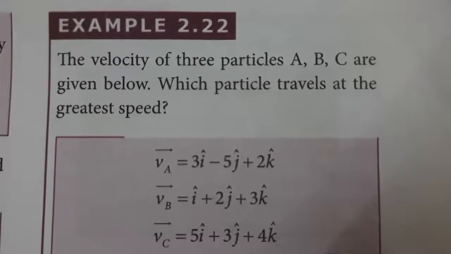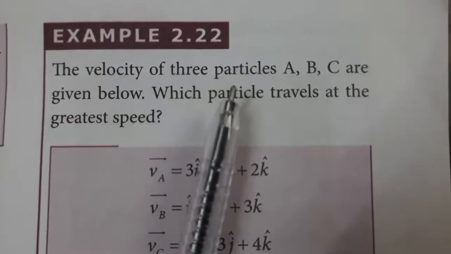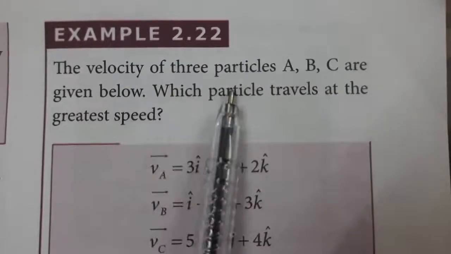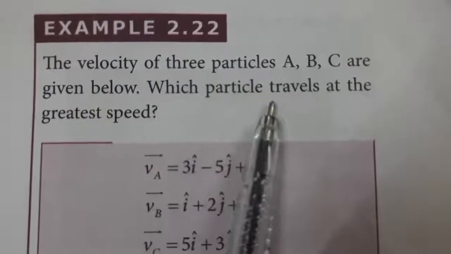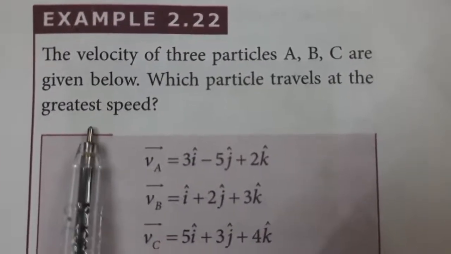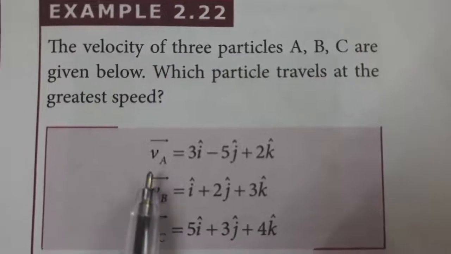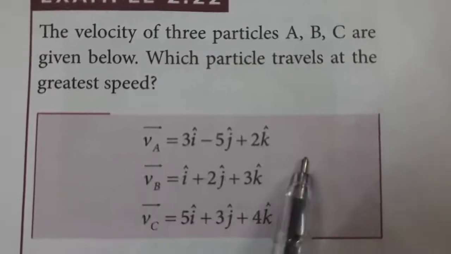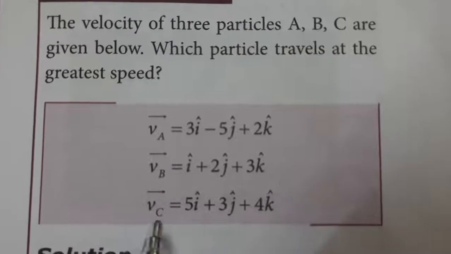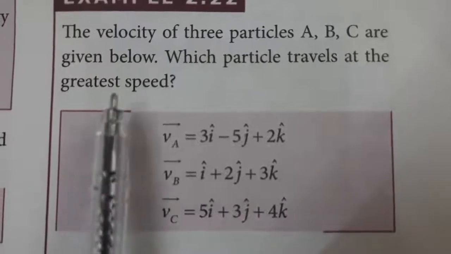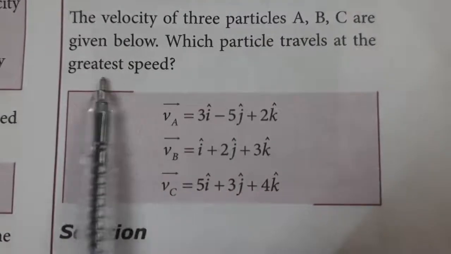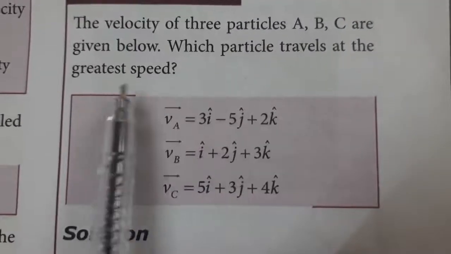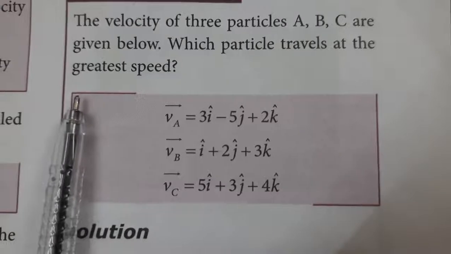Students, try to solve the example 2.22. That is, the velocities of three particles A, B, C are given below. Which particle travels at the greatest speed? So, first one, VA vector is given, VB vector is given, VC vector is given. They are asked to calculate the speed, or which particle travels at the greatest speed.